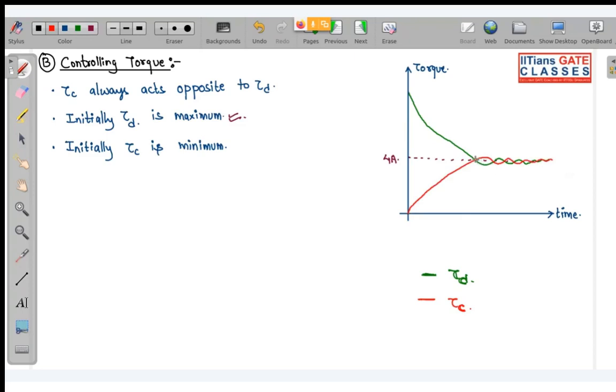So at this point you can see your needle is oscillating around 4 ampere, because sometimes your controlling torque is more, sometimes your deflecting torque is more. Both of them are approximately the same at your steady state time, TS.